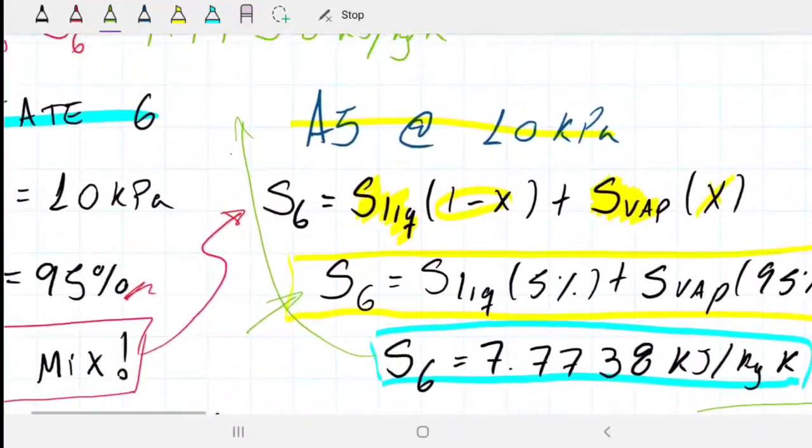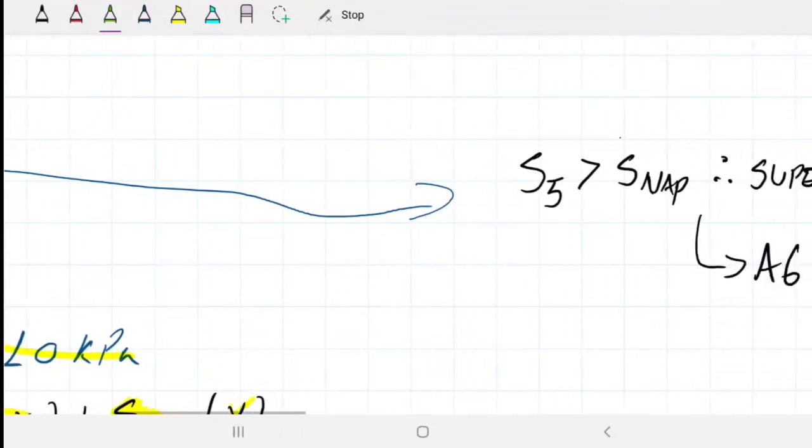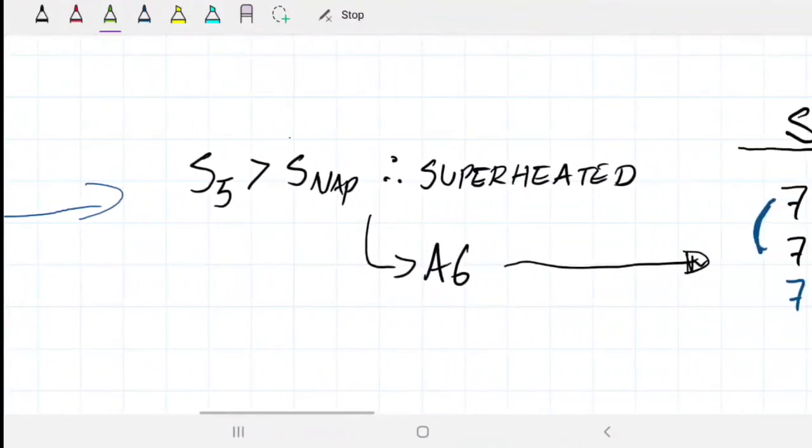So let's go back and let's do state 5. Okay, so now I have two things for state 5, which means that I can now define it completely. What I did is I went straight into my table and looked at the temperature table for 500. Because I know T is 500, I can look at the entropy for the vapor in the temperature table.